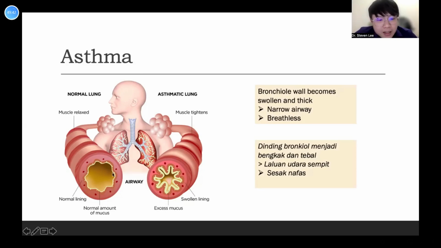This is the idea. But there's not really much inflammation, I would say. They can sometimes have mucus as well. But this is very reversible. Very reversible. So they get a narrow airway and breathlessness. The bronchial wall becomes swollen and thick.